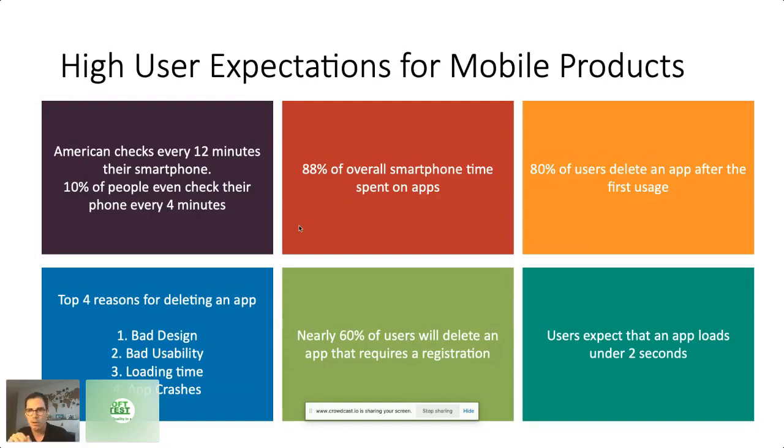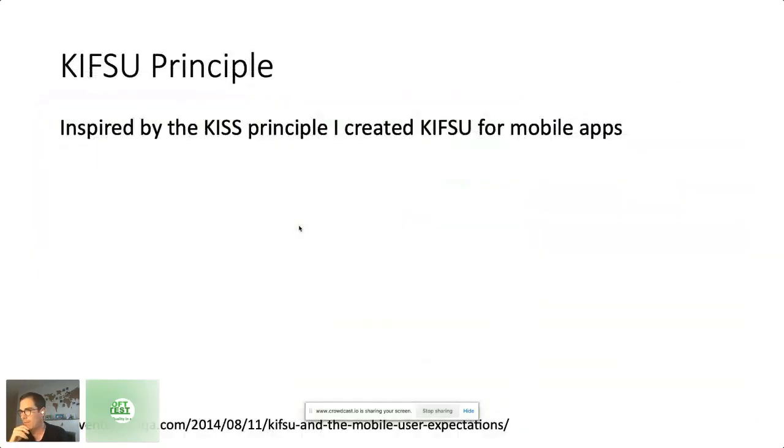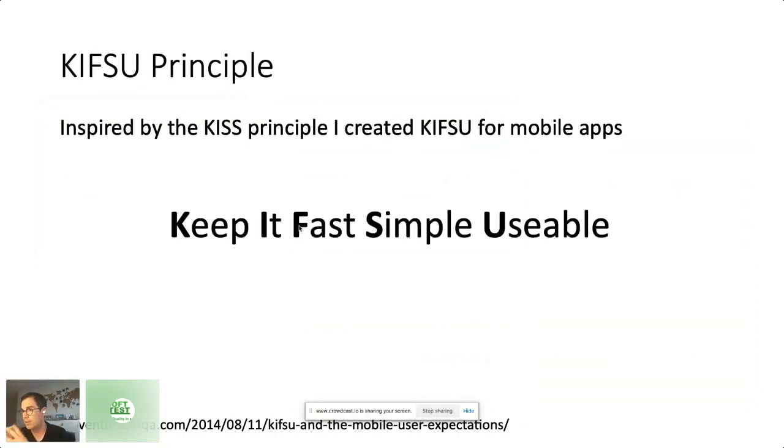And while working over the past 10 years in the mobile business, speed and all those things that I just said, good design, usability, that matters a lot, and users have a really high expectation that they just expect it. And while working on that, I came up with a principle inspired by the KISS principle, which is like keep it simple and short. I created the so-called KISSU, and the abbreviation stands for keep it fast, simple, and usable.